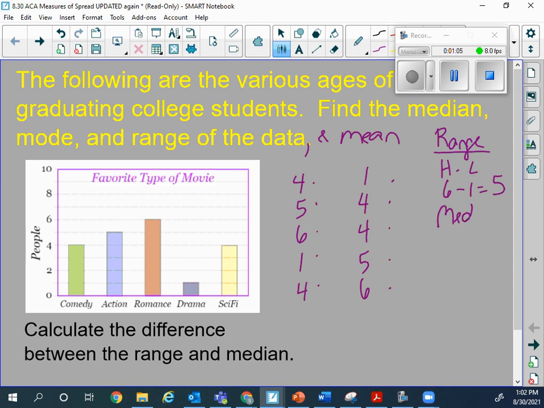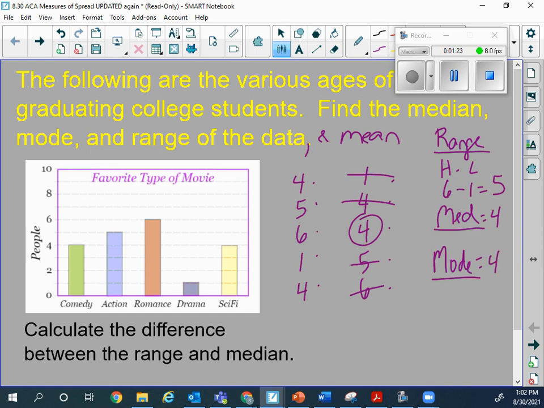What do we do next? Median. Median is the middle. Cross, cross, cross, cross. 4. Now what? Mode. I would do the mode next. The mode appears most often, so then that would be the 4.